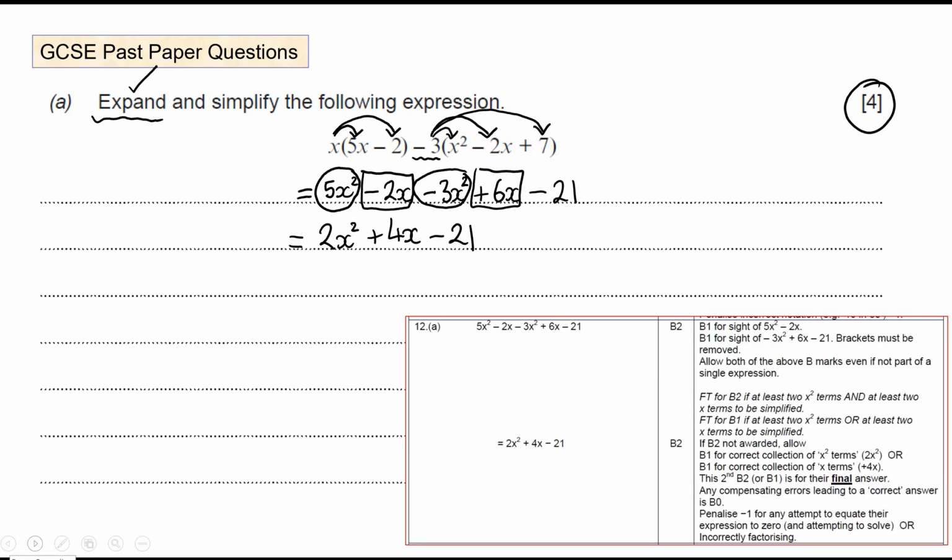And here you can see the marking scheme for this. So you get first mark for the 5x squared minus 2x. Okay, so for this part you get a mark, a B1, B2 for the side of minus 3x squared plus 6x minus 21. So with this, expanding this bracket correctly, you get a second mark. And then down here, for the 2x squared, or for your x terms, for that plus 4x, you'd get a mark. And then for the whole expression being correct, you'd get your fourth mark.